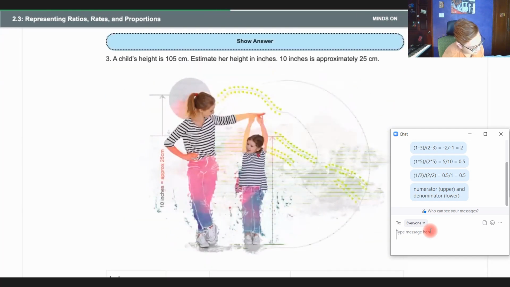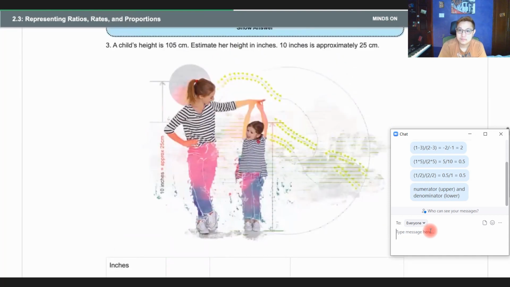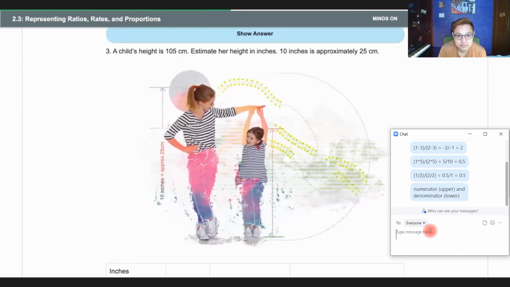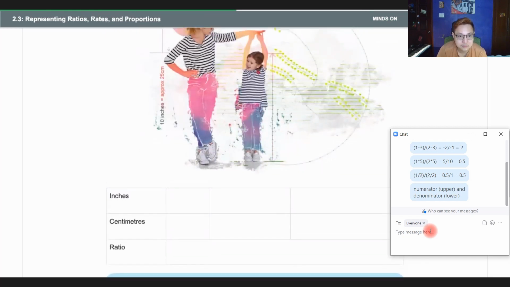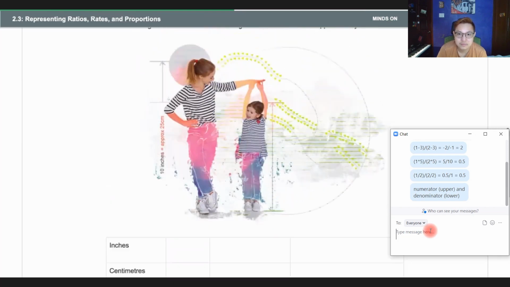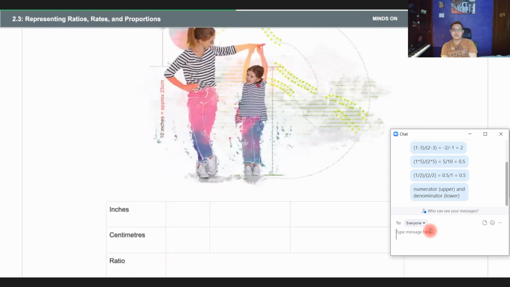A child's height is 105 centimeters. Estimate her height in inches, given that 10 inches is approximately 25 centimeters. Okay, just write it down on the table below. Well, you can't actually write on this, so I have to write in my notebook. Sure, you write in your notebook then.